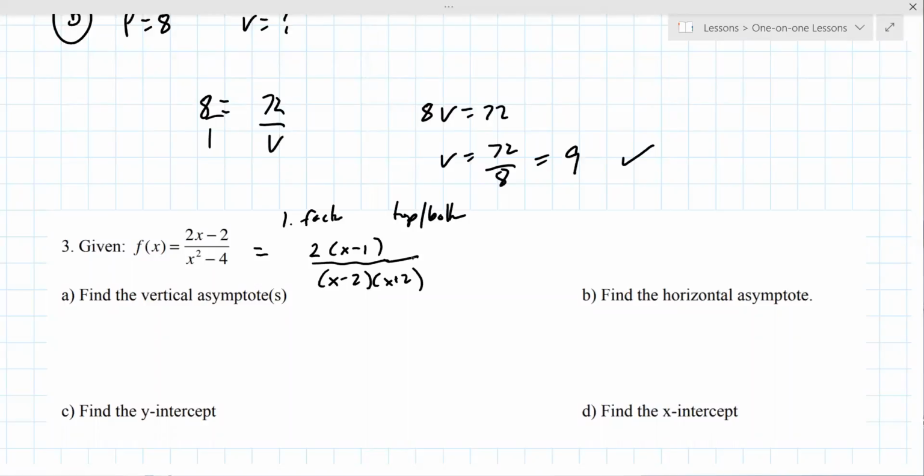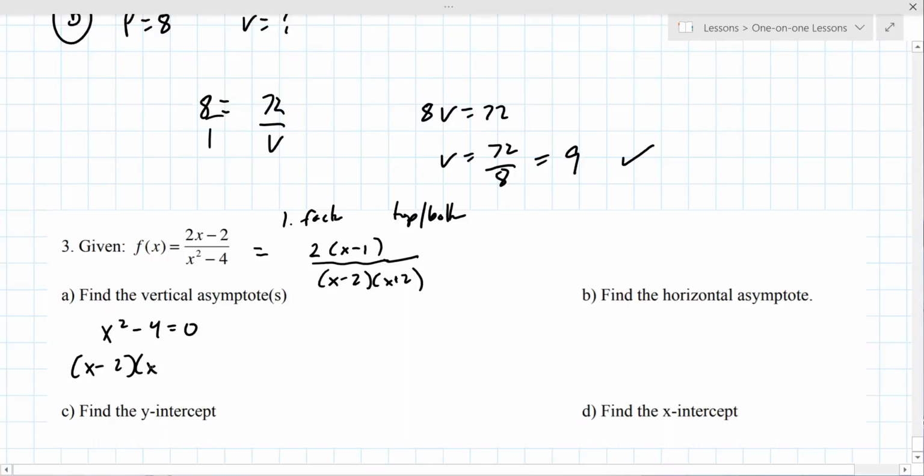So vertical asymptotes are where the bottom equals 0. So you're looking where x squared minus 4 equals 0. We already factored that, so we're going to want to look at it in this form. So you'll find it's at x equals 2, x equals negative 2.